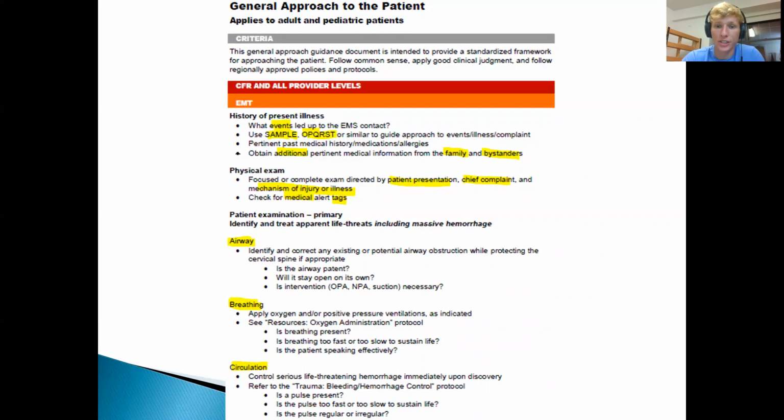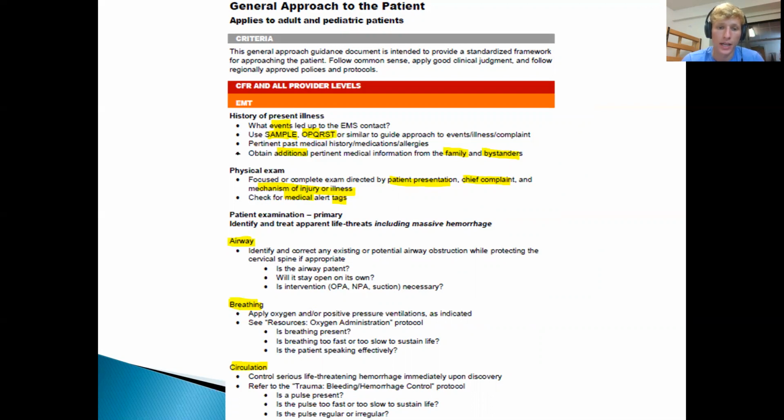Patient presentation, chief complaint, MOI, NOI. Also look for medical tags. Those will be on the wrist or necklace. So for my EMTs, let's just review. We have primary assessment, airway. Identify if the airway is obstructed or clear. Is it patent? Can it open on its own? Any interventions you need? OPA, NPA, suction.